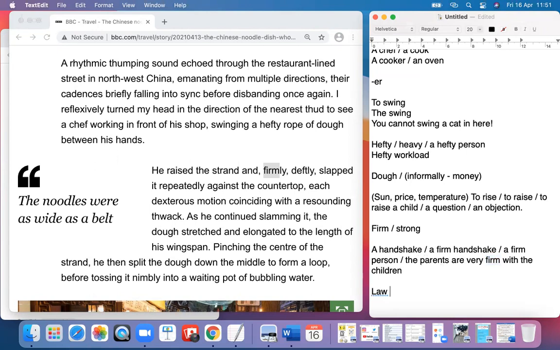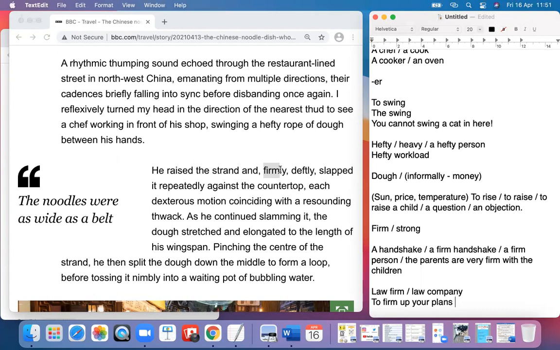Also, we have a law firm, which is like a law company. So it is very typical, a law company is a law firm. And also, to firm up your plans means maybe to concrete or to confirm or to clarify your plan. So it is very typical.